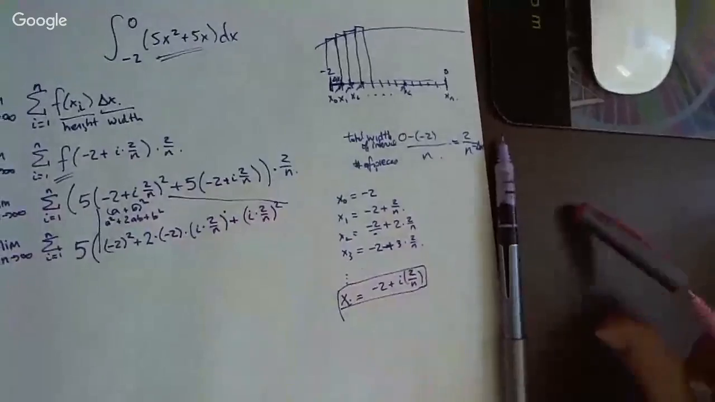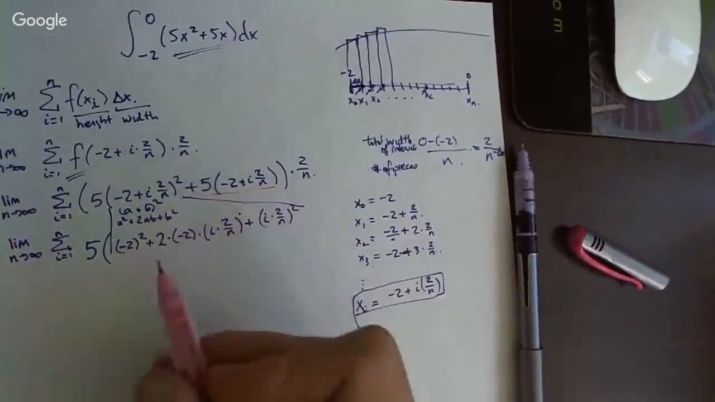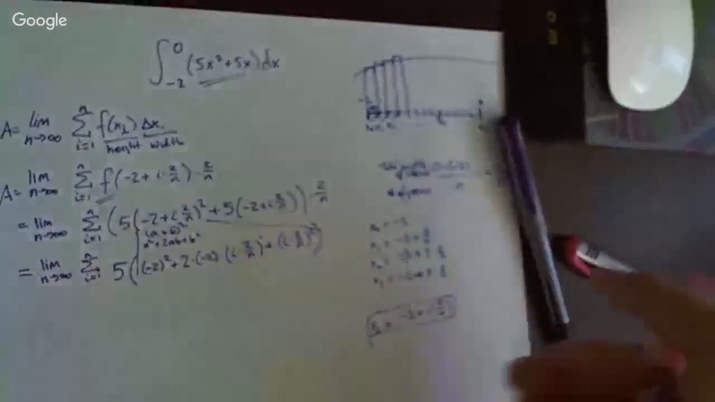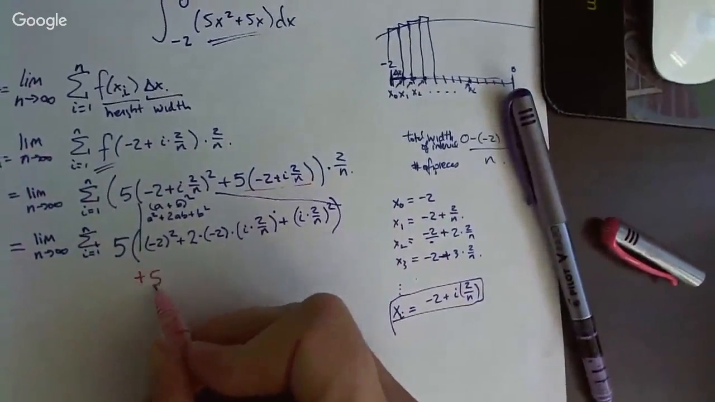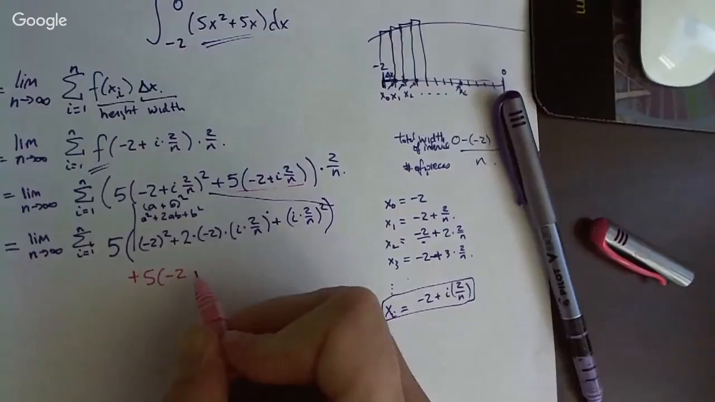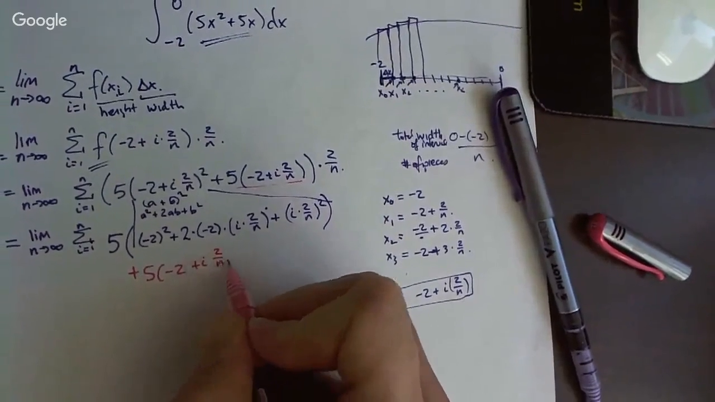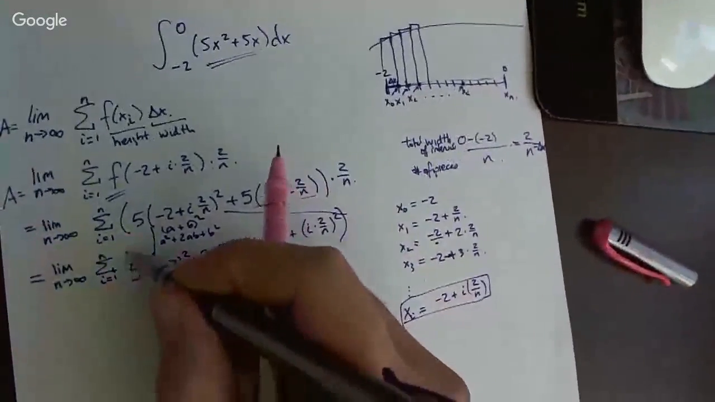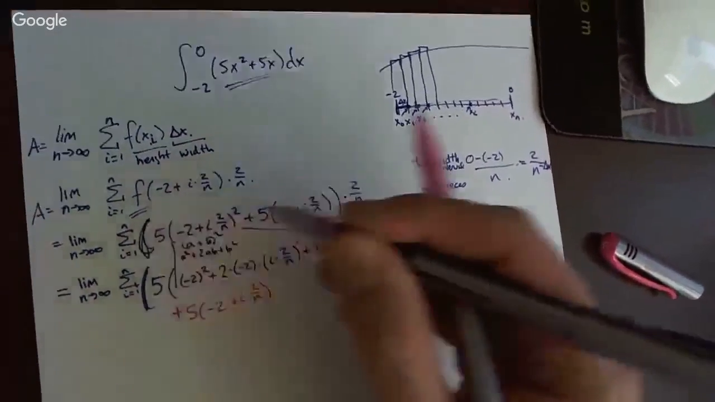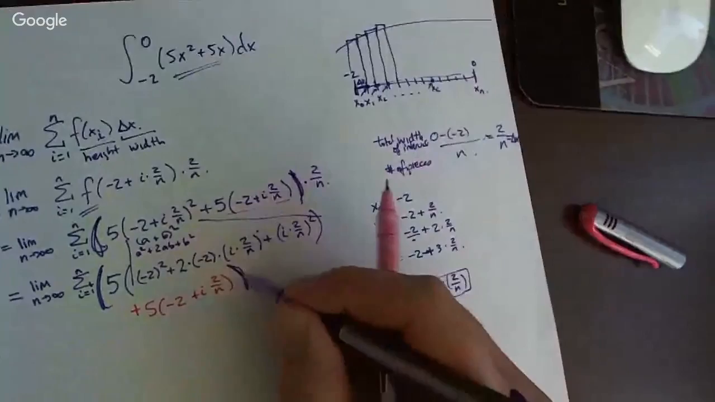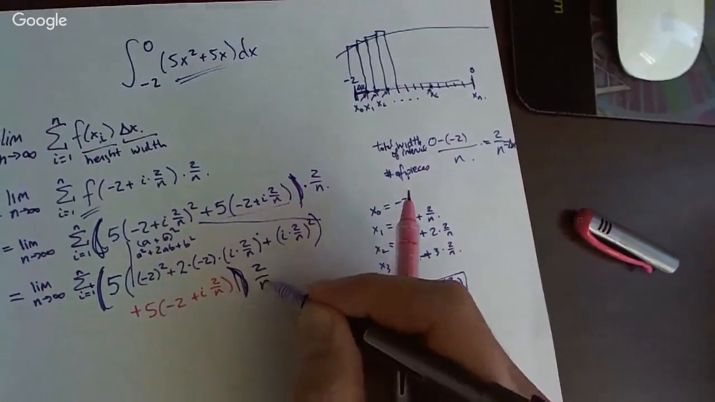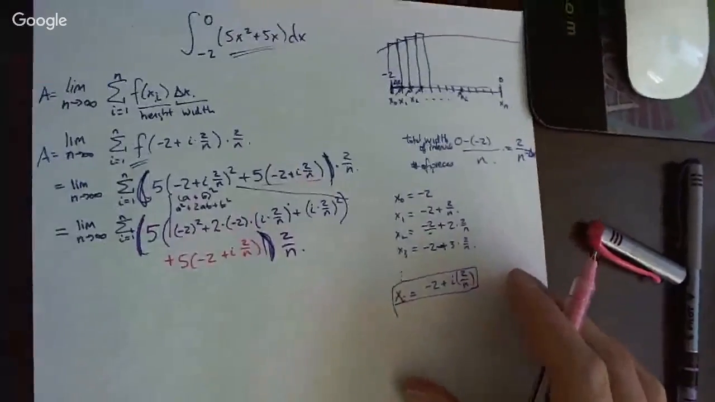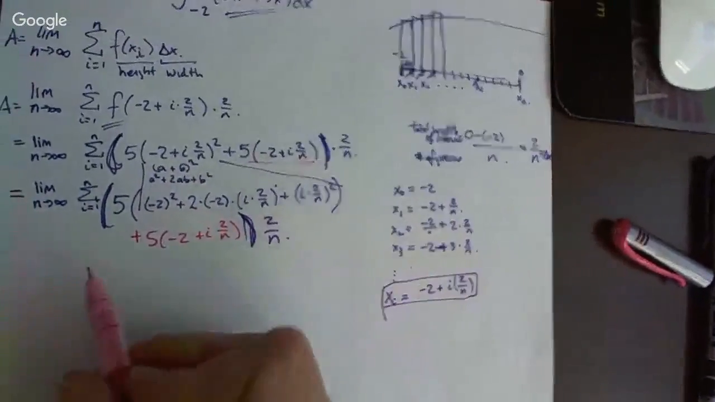Let's make this other one afterwards. So we'll make this in pink. So that's this first bit. And then we're going to add in 5 times negative 2 plus i times 2 over n, all of this. So now this is this whole thing in the parenthesis here. We have to make sure we don't forget to multiply by 2 over n. And now I did that one too. Oh, there were lots of mistakes the first time I did this.